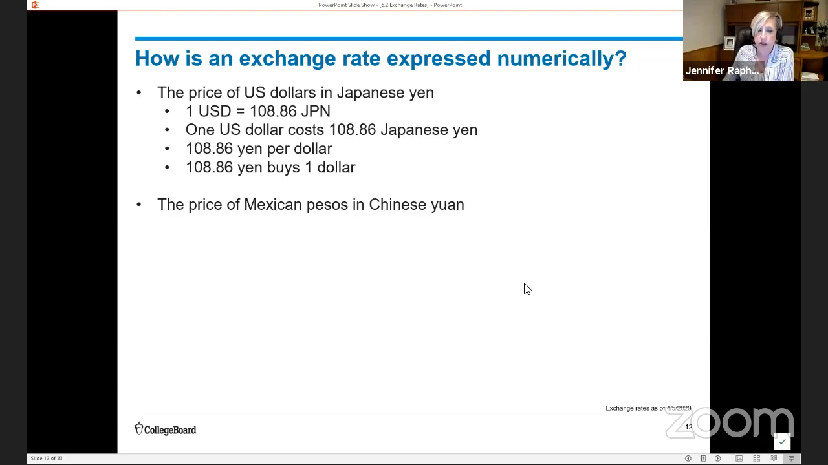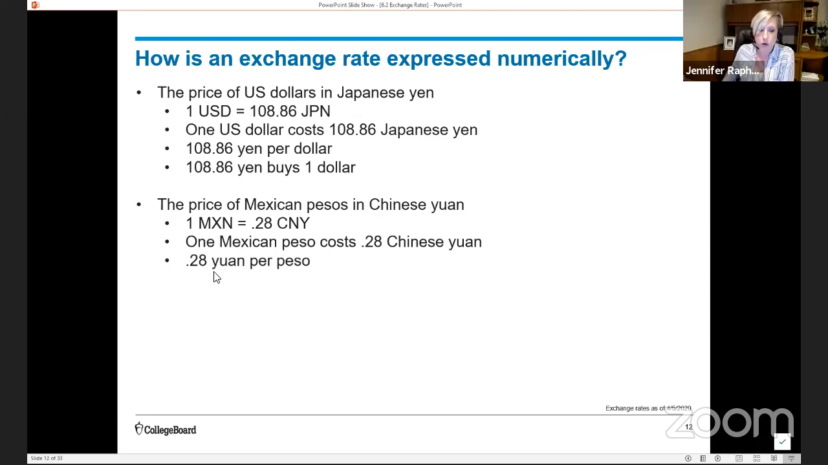We have the price of Mexican pesos in Chinese yuan. So we're looking at how many Chinese yuan you need to purchase 1 Mexican peso. In this case, it's about 0.28, or about a quarter. So if you had 1 Chinese yuan, you could buy 4 Mexican pesos roughly. Not quite, a little bit more. 1 Mexican peso costs 0.28 Chinese yuan, which is 0.28 yuan per peso, which means 0.28 yuan buys 1 peso.